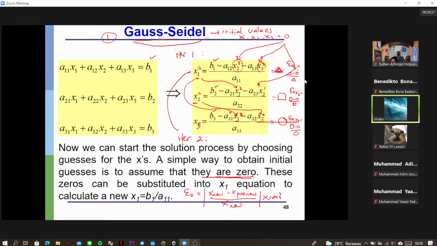Now the question is, what value? Because we have 3 values of the error here. What value do we use? The easiest way is to find the maximum value, and then compare the maximum error of all of the unknowns with the level that we want. For example, I want it to be less than 1%. If I want it less than 1%, then I will check the largest error here. Choosing the largest error means that we are using the infinity norm.